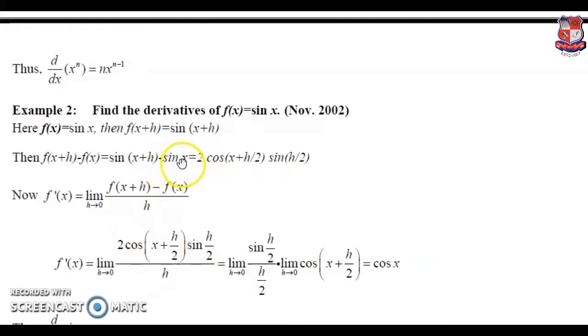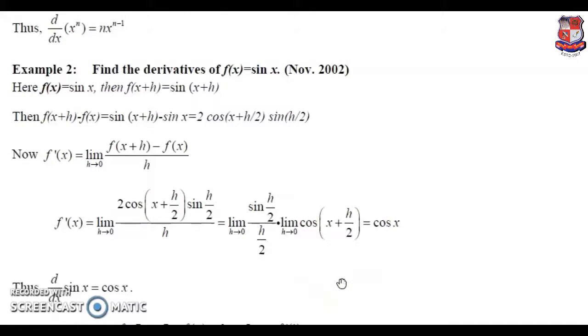One time we have to add it, second time we have to subtract it. So 2 cos of (x plus h by 2) into sin h by 2, by h. Here sin h by 2 is available, so in the denominator only h is available. So these 2 we have to shift to the denominator. So limit h tends to 0, sin h by 2 upon h by 2, into limit h tends to 0, cos of (x plus h by 2). Now we have to apply limit h tends to 0. Sin h by 2 upon h by 2, as h by 2 tends to 0, is the value 1. And here we apply h equal to 0, so cos of (x plus 0 by 2), so cos x. So our answer is cos x.